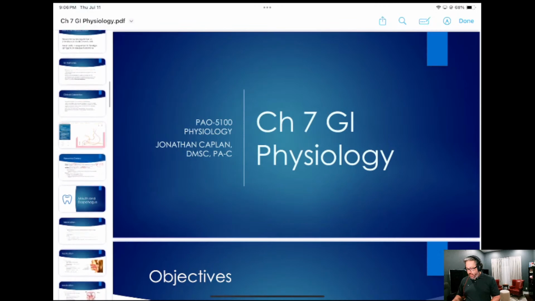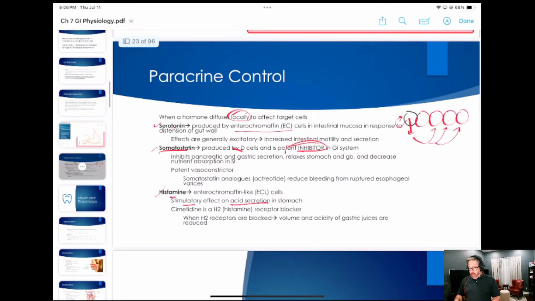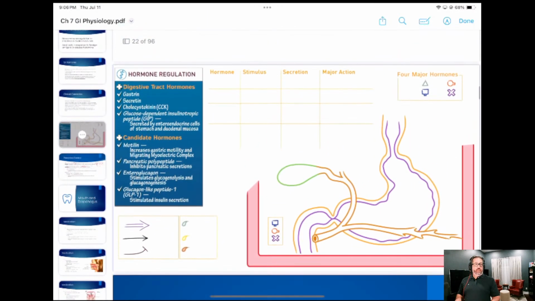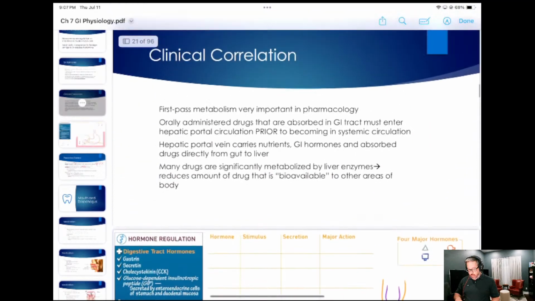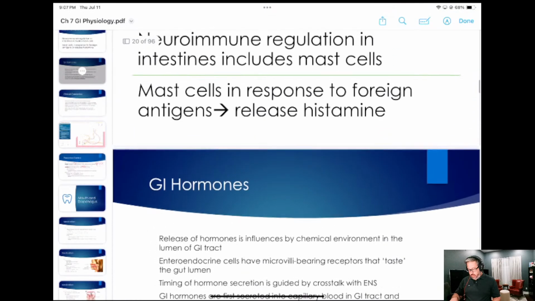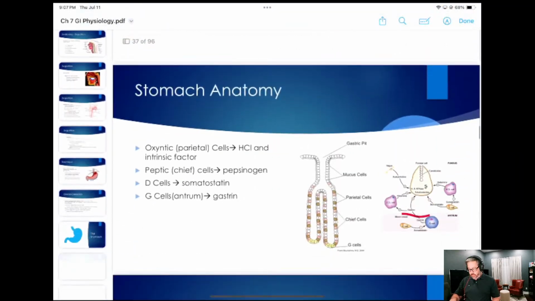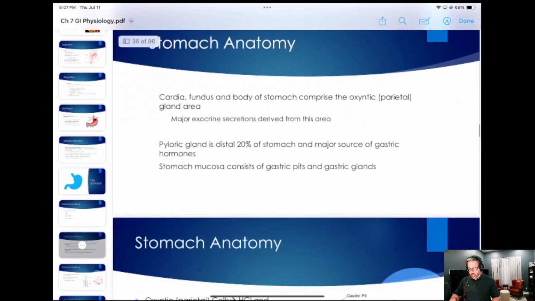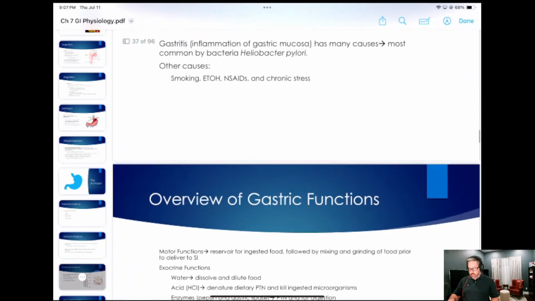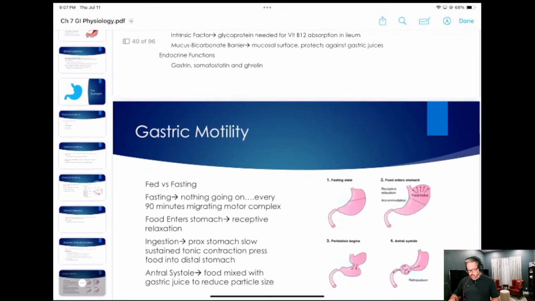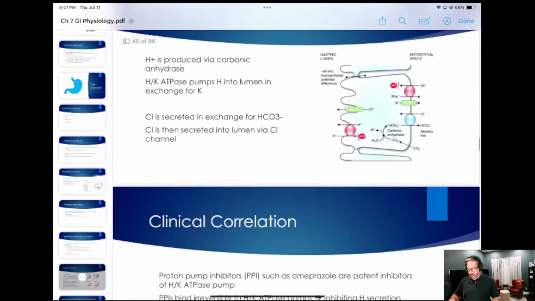Meaning all of this stuff, all the different hormones and how they do all that, like the gastrin, or are you talking more stomach area? Okay.